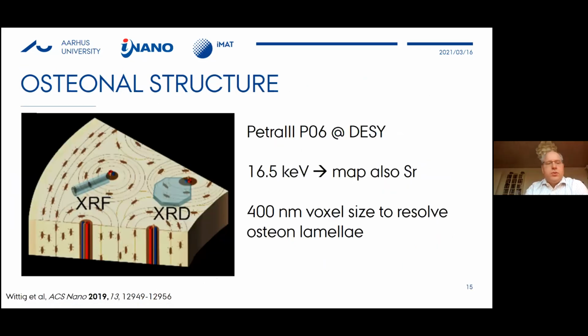So to do the experiment, we used 400 nanometer wide X-ray beams. And we made, for technical reasons, two specimens, one for the fluorescence experiment, which is a cylinder perpendicular to the osteon canal, and one for the diffraction experiment, which was a disc parallel to the osteon canal. So let's look first at the fluorescence results.